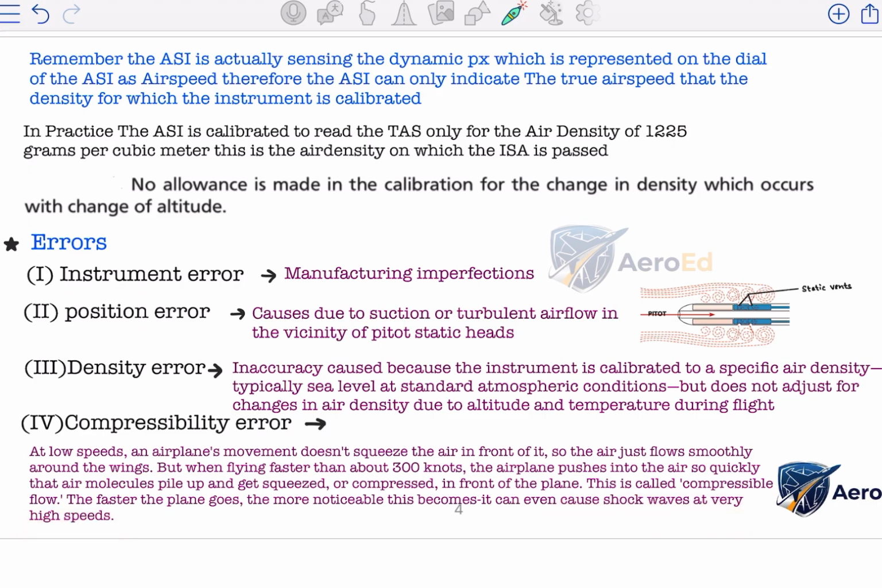So what compressibility error is: when the aircraft is at slow speed, like an airspeed below 300 knots, the air molecules in front of it don't pile up or get compressed. But when the aircraft's airspeed is more than 300 knots, the air molecules in front of the aircraft get squeezed or compressed. And this is what we call compressible flow. And it may also cause shock waves at very high speeds.